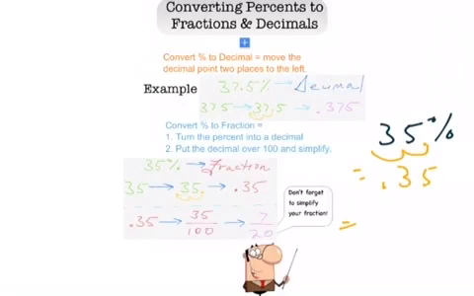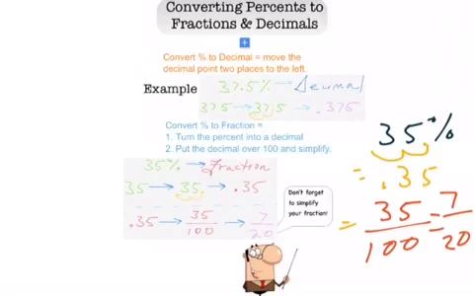And then we just put that over 100, 35 over 100, and we simplify it down. And when we simplify this thing down all the way, I believe if we do it with 5s, the lowest we can get is 7/20. Always remember to simplify right here. Do not forget that when you simplify.